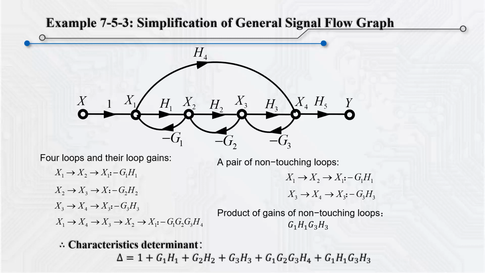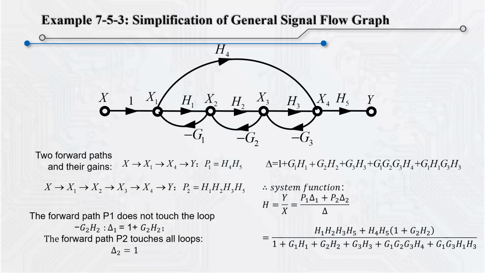Therefore, the characteristic determinant of this signal flow graph is 1 minus the sum of all the loop gains and then plus the product of the gains of the 2 non-touching loops. Because there's only a pair of such loops, we don't need to sum products. As a result, we get this characteristic determinant.